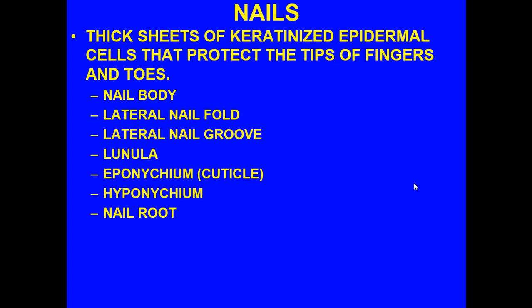Nails are really thick sheets of keratinized epidermal cells that protect the tips of the fingers and toes. So you're going to note the structure of the nail body, the lateral nail fold, the lateral nail groove, the lunula, the eponychium, which is also referred to as the cuticle, and the hyponychium, and the nail root.